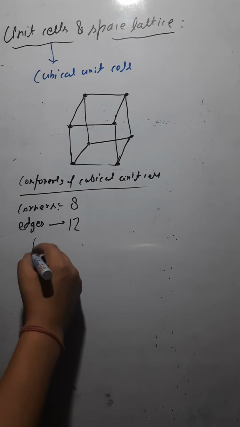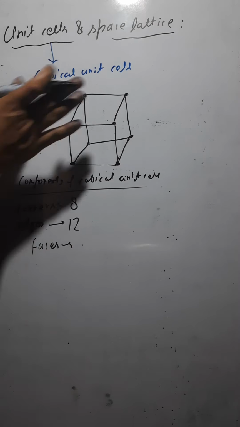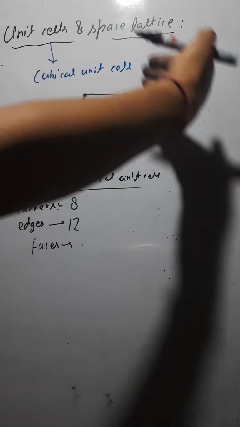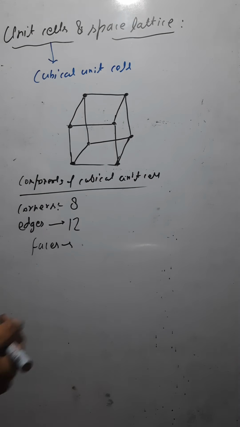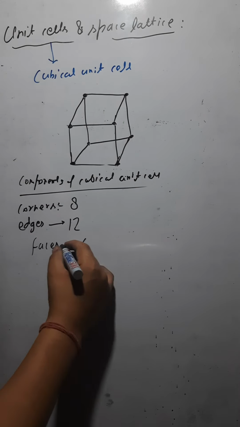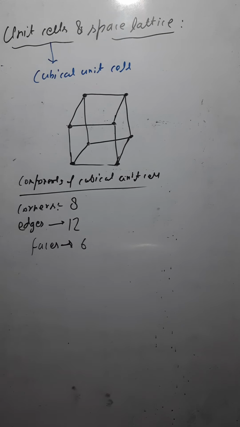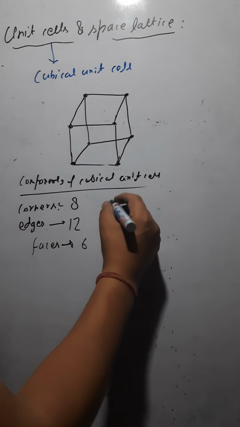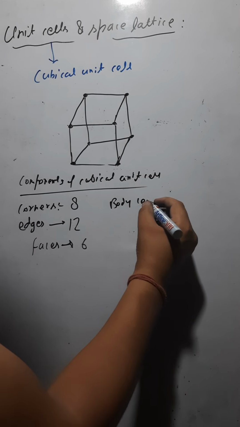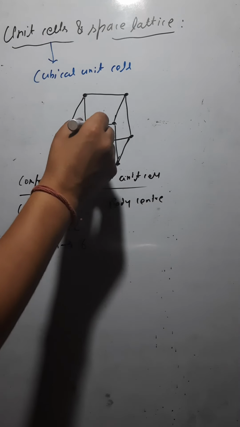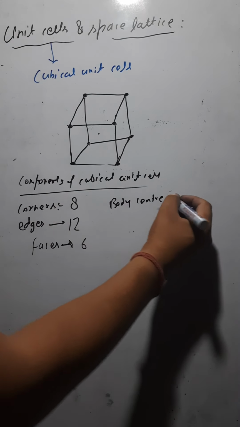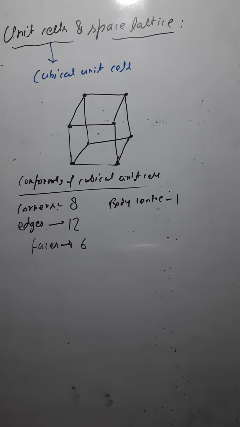Now if you see the faces, how many faces are there? Like this is the front face, up one, then back side one, then this, then the lower one. So this is how you would be having 6 faces there in case of cubical unit cell. These are the different components there. Now if you see the body center, where is the center of this cube? So it would be here in the middle. So you would be having only one body center of the cubical unit cell, isn't it?